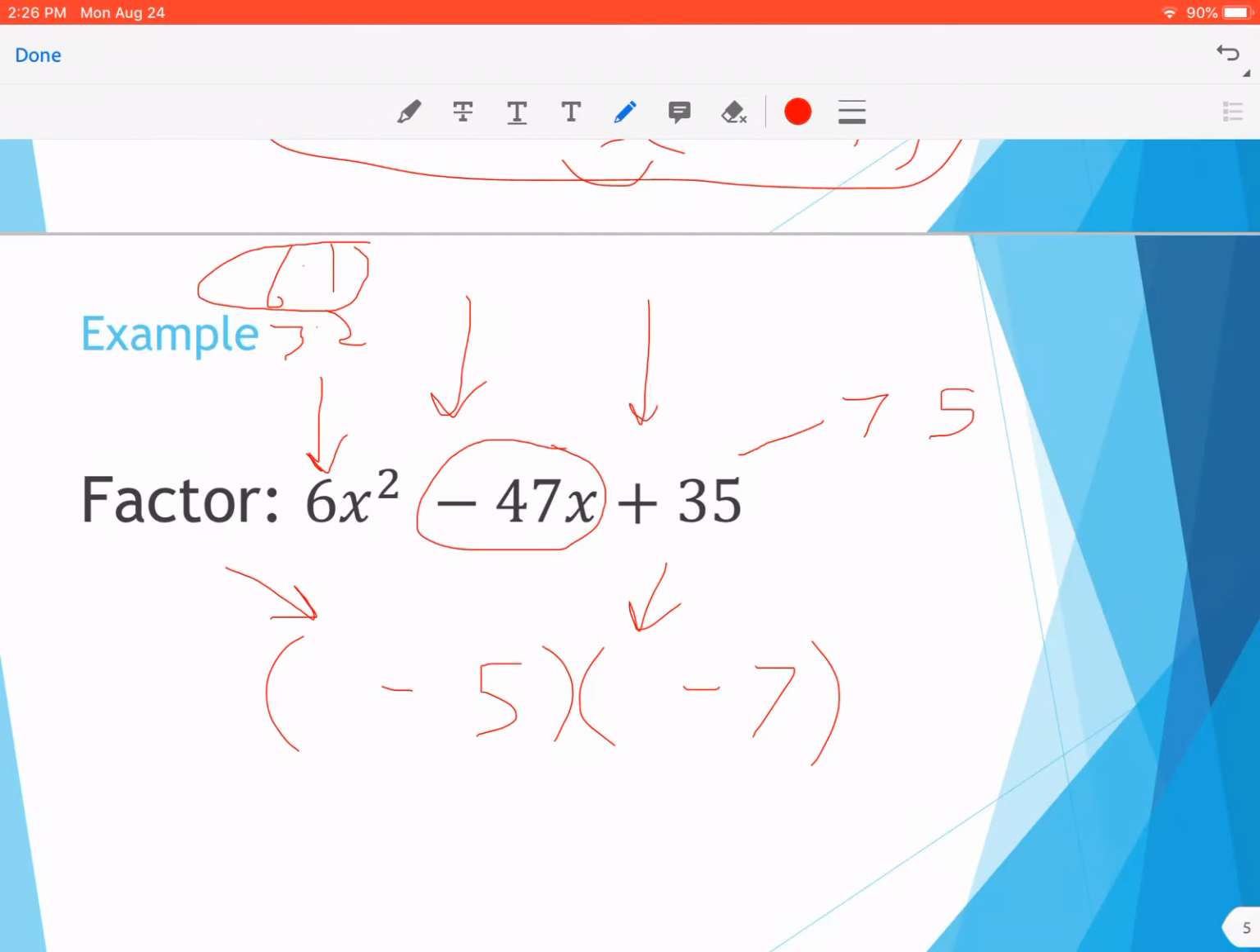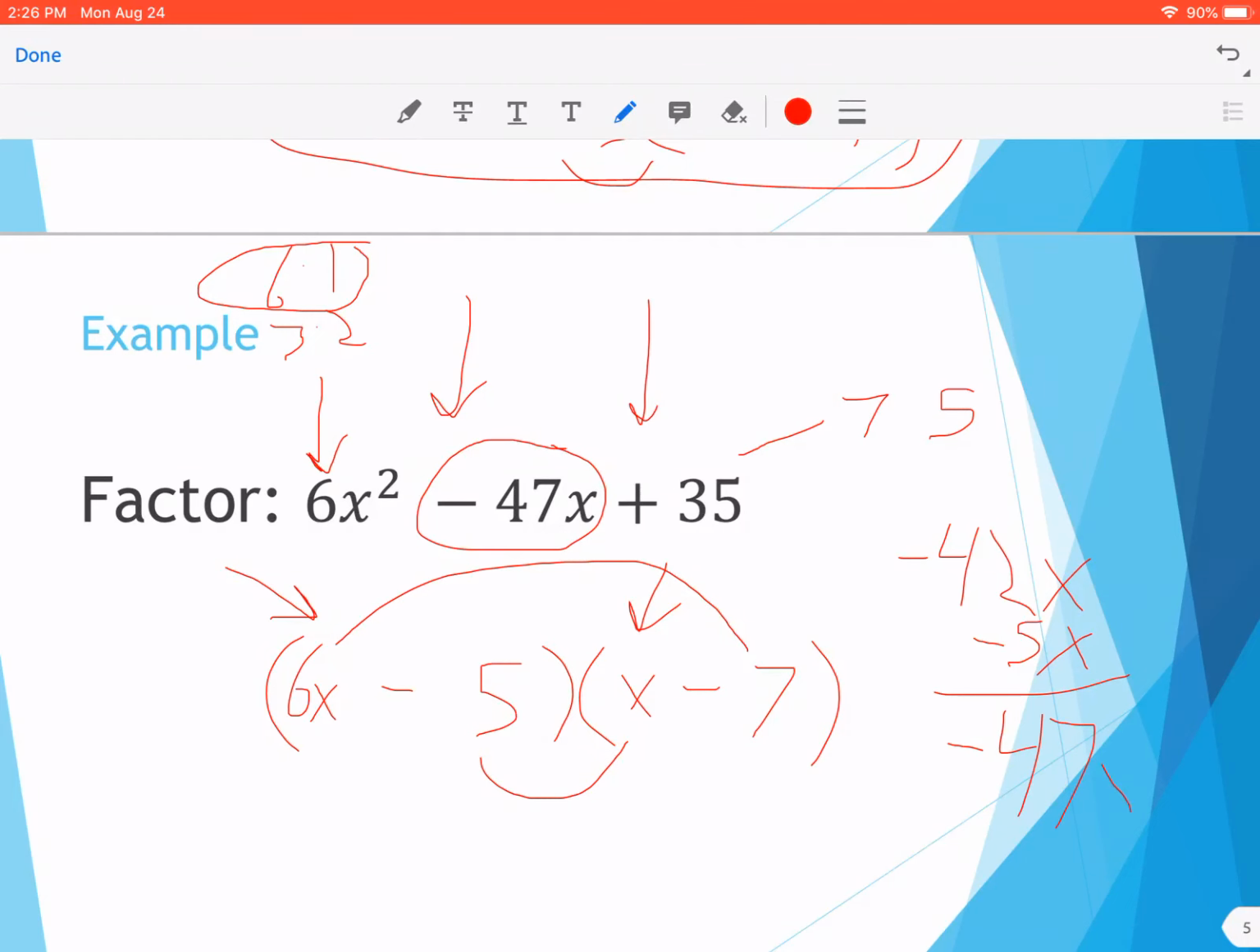It's either the 6 comes first and then the 1, or the 1 comes first and then the 6. Let's try the 6. So 6x and x, and let's see what that gives us. 6 and 7, that's a minus 7, that'd be negative 42x. Negative 5 and an x, that's a minus 5x. Is a negative 42 and a negative 5 a negative 47? Yes, it is. You know you did it right. So there it is right there.